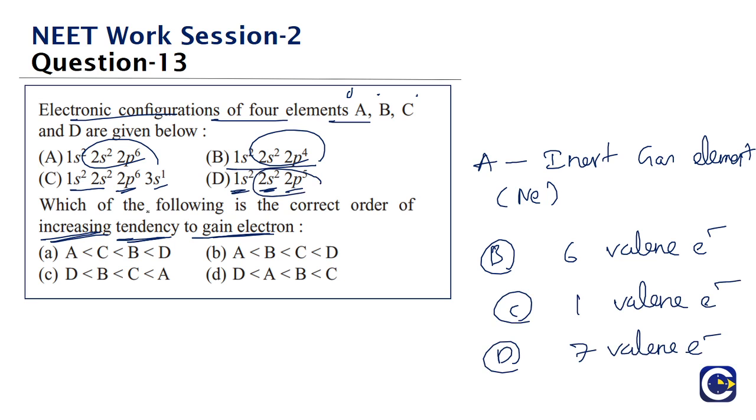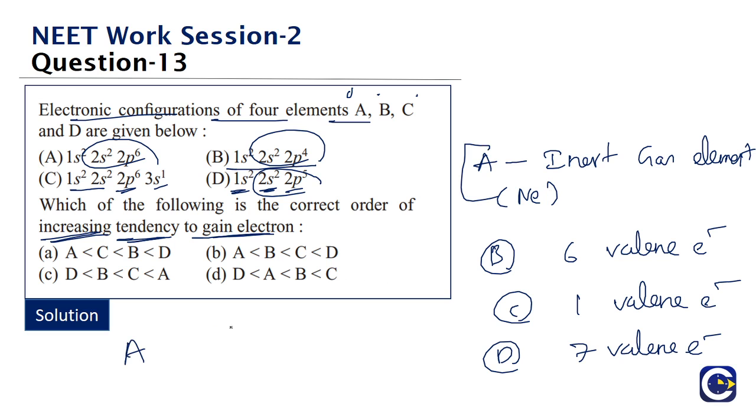Now look at the question. Which of the following is the correct order of increasing tendency to gain electron? So we have to put them in the increasing tendency to gain electron. Okay, see, the least of the tendencies will be for the inert gases, because inert gases are not going to be gaining any electron because they are already in the stable arrangement. They would have no tendency to gain any more electrons, which means the least of the tendencies will be shown by A.